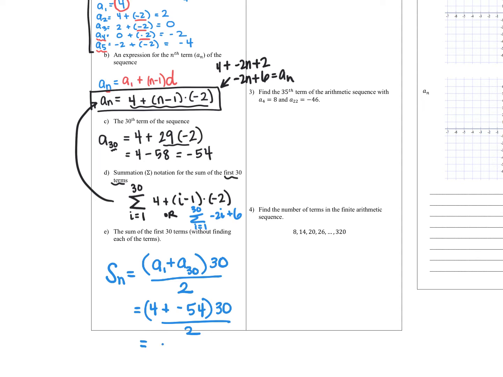So really that's going to be -50 times 30 over 2, which should equal -750. So I should go back a minute. The sum for that 30th term is going to be that -750.